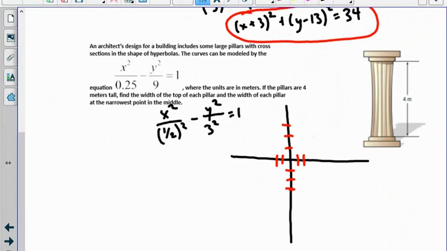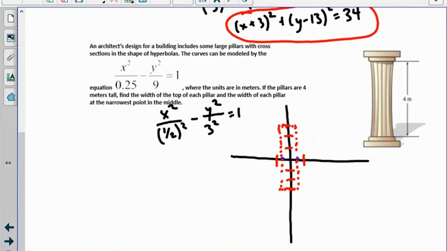I need to make a designation for 1/2. I should probably use a different color for that so we don't get confused. So 1/2 on the x, 1/2 and negative 1/2. So I'm going to make my box that extends up to y equals 3 and down to y equals negative 3, since the center of our hyperbola is at 0, 0.